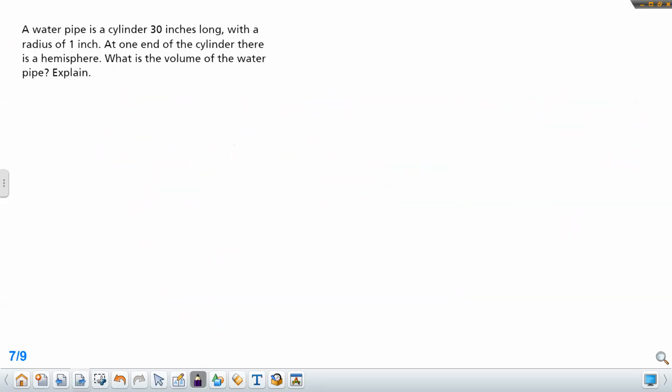Okay, number 3. A water pipe is a cylinder 30 inches long. Okay, so I have a pipe like this. It's long equal 30, so the height equals 30, with a radius of 1 inch. So the radius, from here to here, is 1.